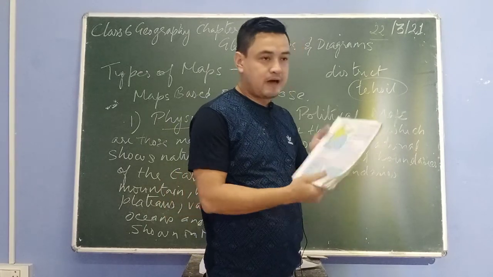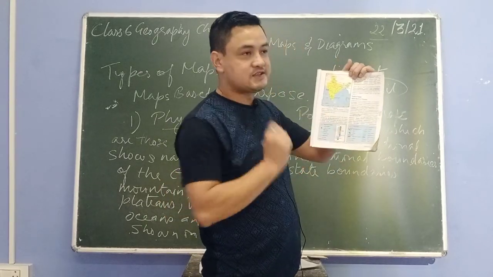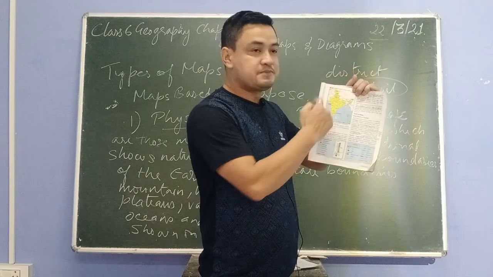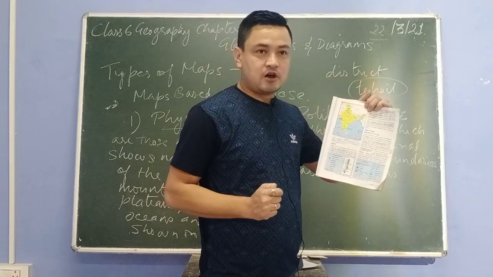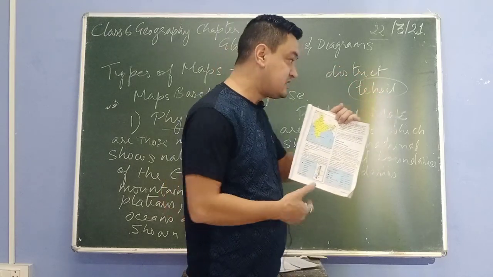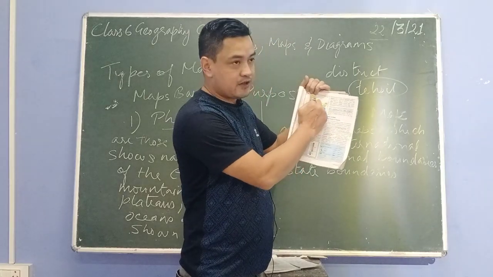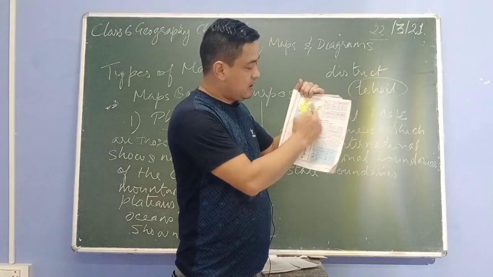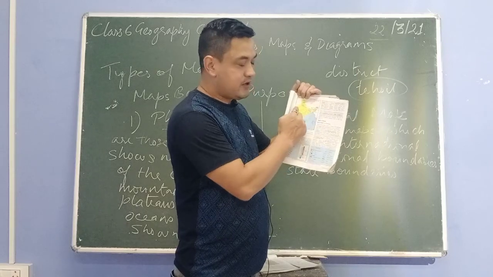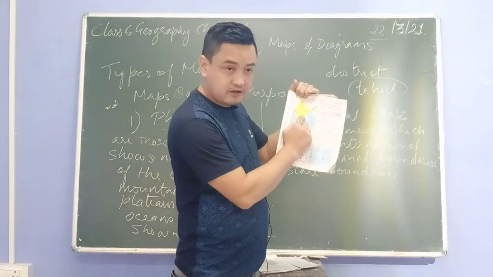Now, what is a political map? You can see this figure 1.6 on page number 9. You'll find this political map. It shows states. How many states are there? 29 states. This becomes the political map. It shows the boundary of our country, the national boundary, and the state boundaries. Can you see the states?